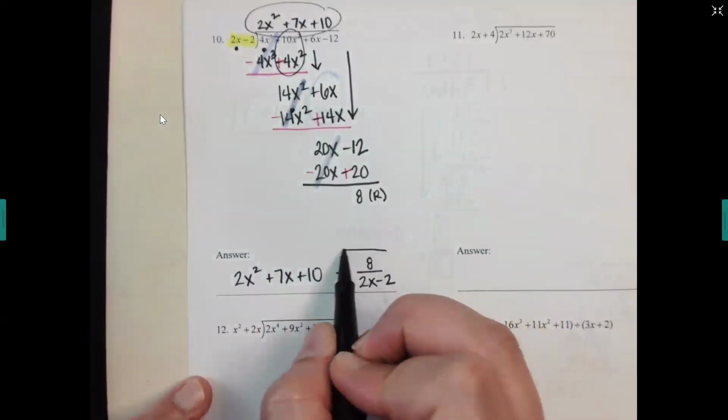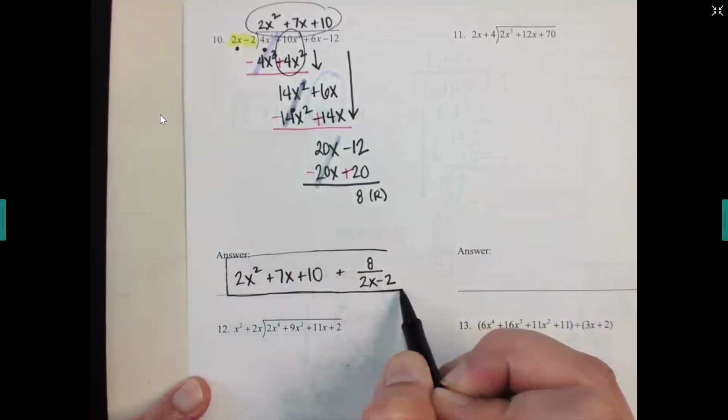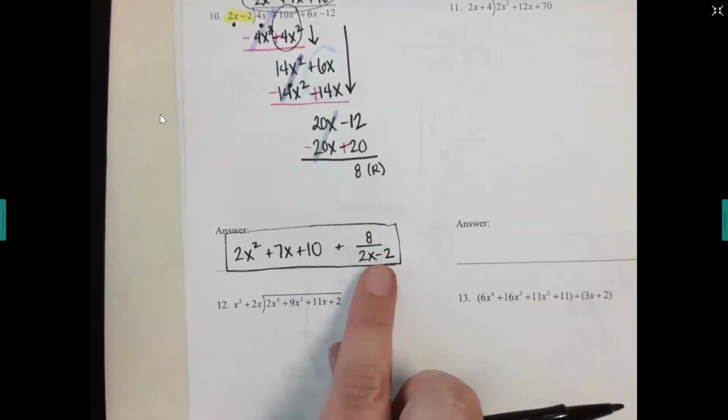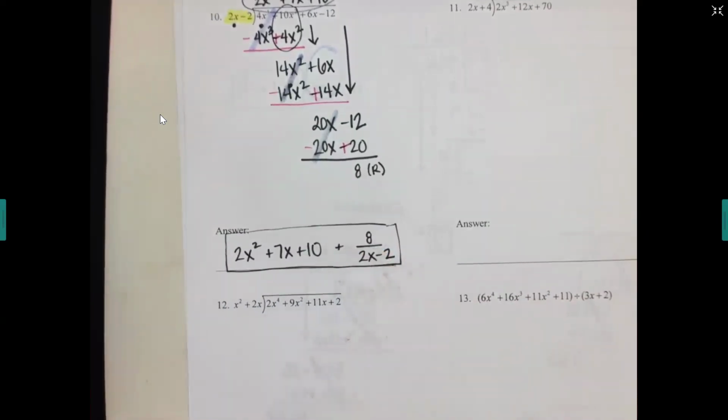Now, if your remainder comes out to a 0, okay, then you don't have to put this fraction at all. You would never say like with a remainder of 0. You would just leave this off. Okay, which the first several homework questions are going to be like that.